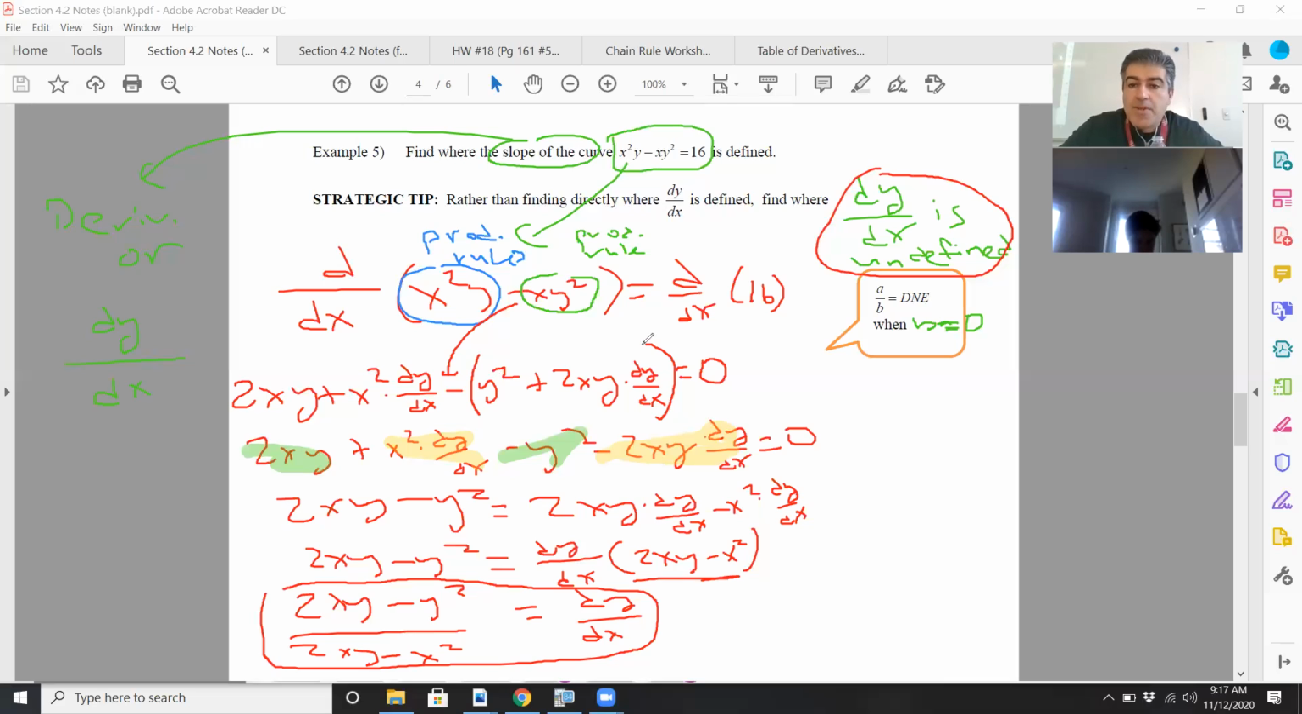Okay, so now, where is it not defined? It's not going to be defined when the denominator of a fraction is 0, right? So let's use purple here. So 2xy minus x squared equals 0. We don't want that happening for us, right? And that's a little funky, a little strange. But if you think about it, let's pull out an x here.